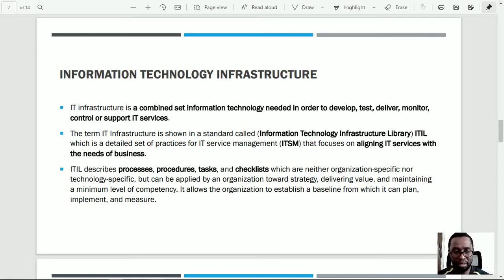So this is very important. Technology is there, helping us align our IT services with the needs of the businesses.